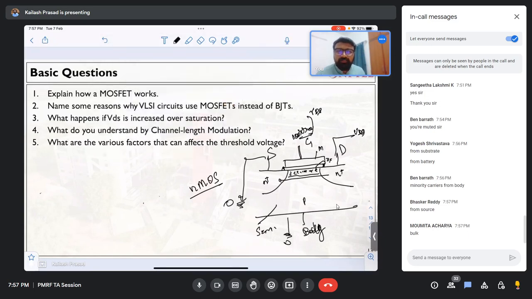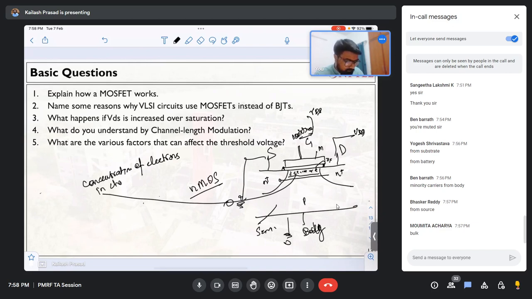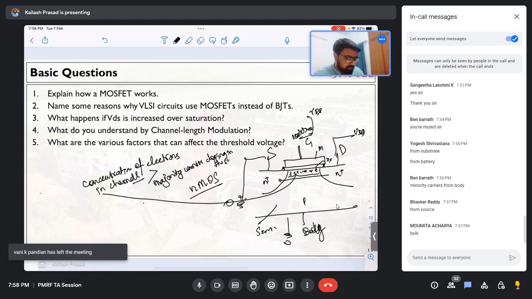So the electrons actually come from source. That is the reason why it is called a source. It is providing the electrons. Let me explain why. Ideally, when I say that inversion has happened and the channel is formed, the expectation is that the concentration of electrons in the channel should be more than the majority carrier doping in the substrate.